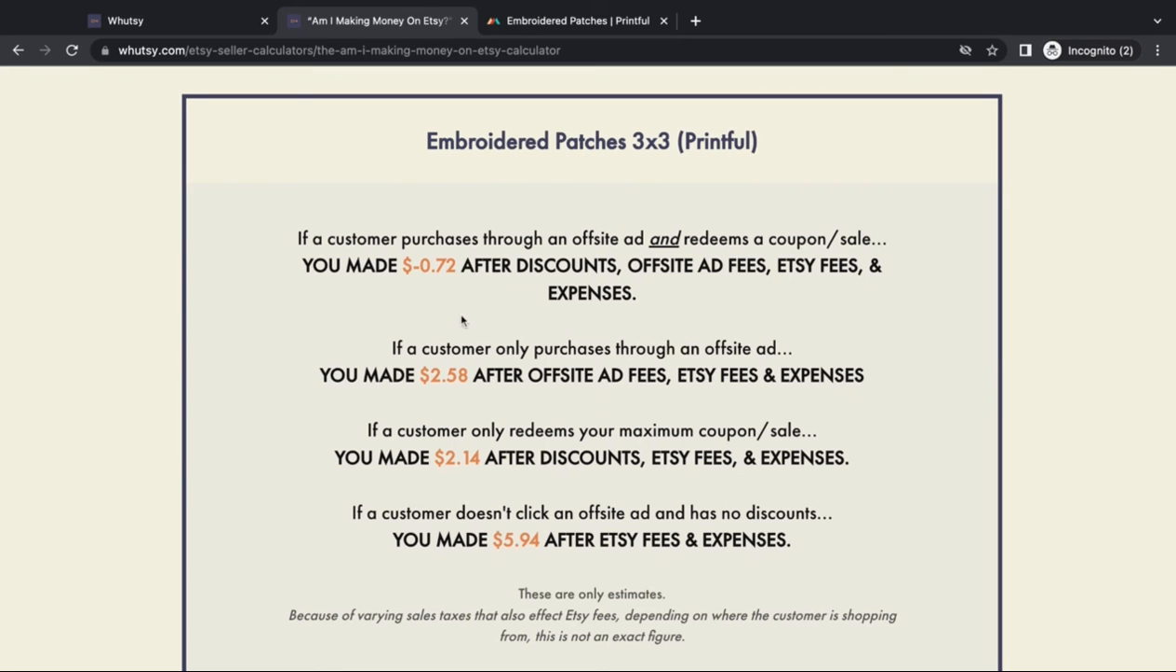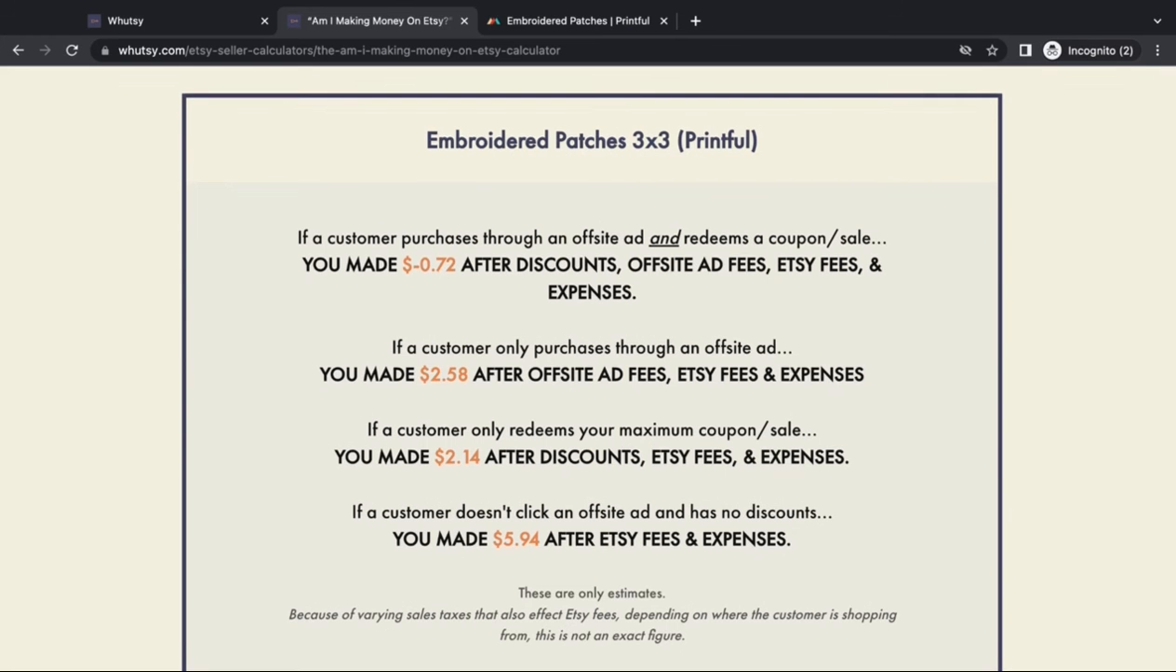If a customer purchases through an offsite ad and redeems a coupon sale with that 15% off worst case scenario, I made negative 72 cents after discounts, offsite ad fees, Etsy fees, and expenses. Okay, so there it is, plain as day. If someone's buying through an offsite ad and coupon and everything else, I'm losing 72 cents on that. I'm not making any money in that scenario.